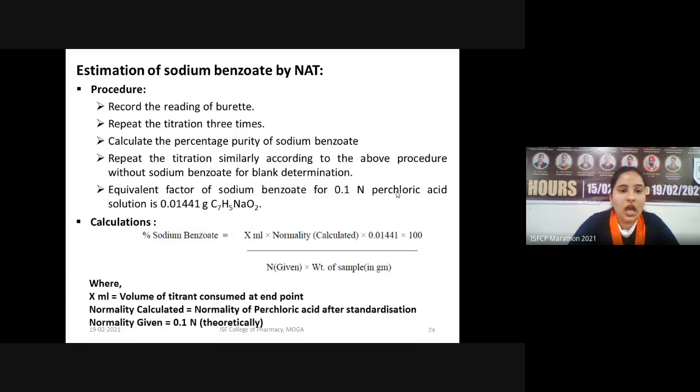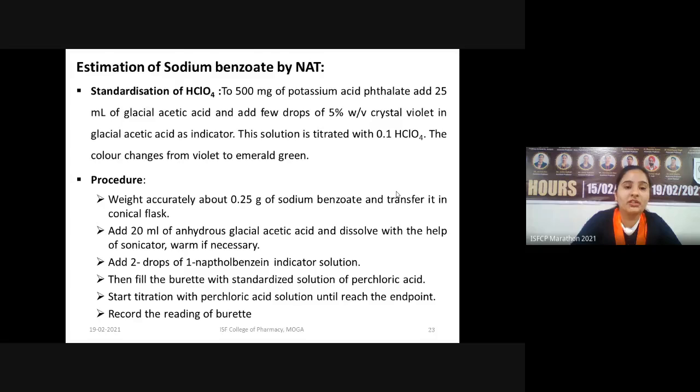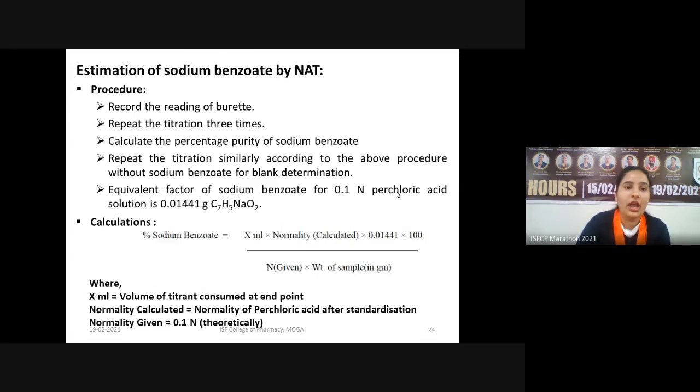Now there are some calculations which we will be using for the estimation of sodium benzoate by non-aqueous titrations. We will not be discussing the complete calculations. We will just be discussing the result. The percentage of sodium benzoate present in the solution can be calculated by X ml. X ml is the ml of perchloric acid which has been used for the reaction of sodium benzoate. The X ml will come after performing the titration which we have discussed now, and after performing the blank titration.